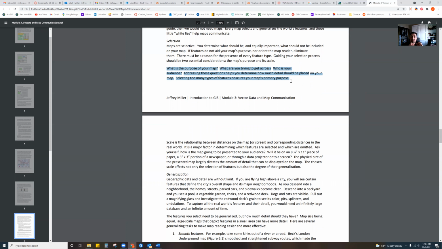So these are like the drivers. These are the drivers of the actual map creation itself, right?